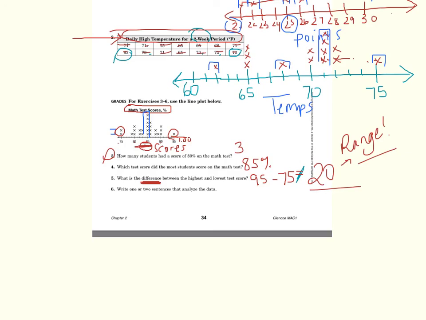Okay, number 6, write 1 or 2 sentences that analyze the data. I'm going to allow you to do this part in your summary. I want you to write 2 sentences that analyze the data. Sentences that analyze. Okay, I'm going to be looking for 2 when you're doing this.